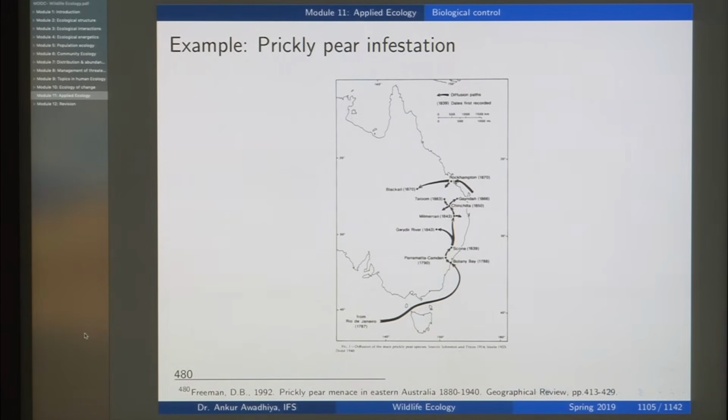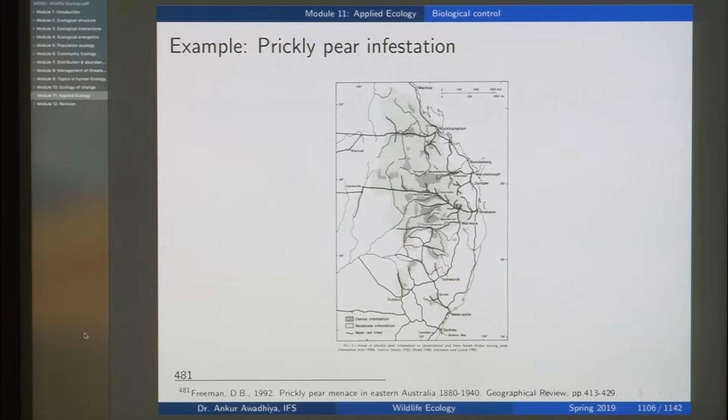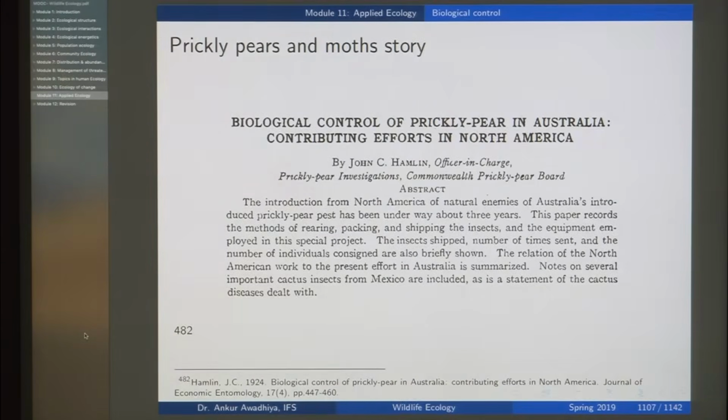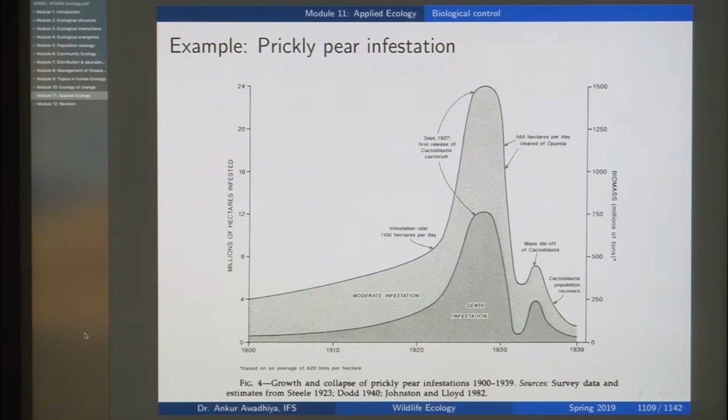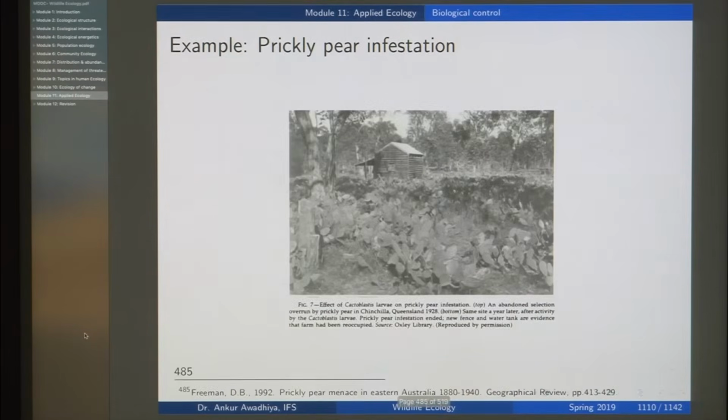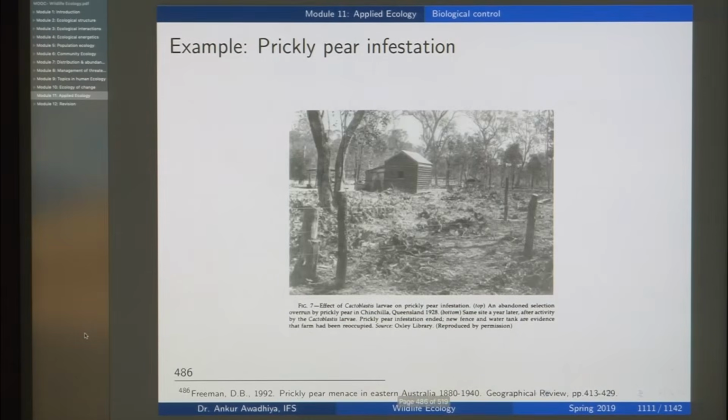Then we looked at the prickly pear infestation case study, where the prickly pear was an introduced species, but then it became an invasive species and it spread to large areas. And then as early as the 1920s, people started thinking about biological control, went to the Americas, got the predators, in this case the predator was a moth, and then brought those moths into Australia, which led to a rapid decline in the population. So earlier the areas that were completely infested with prickly pears, now those areas were freed of the prickly pears.